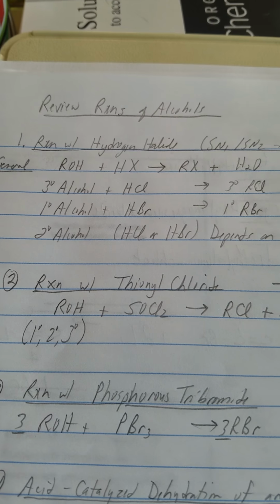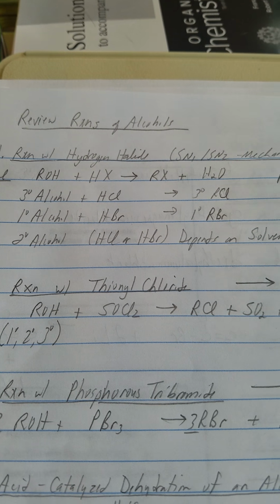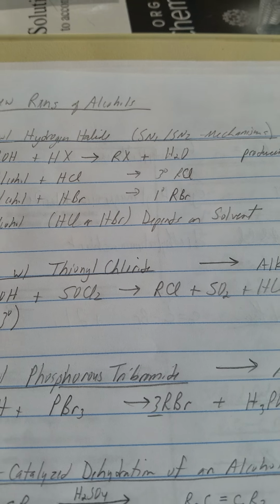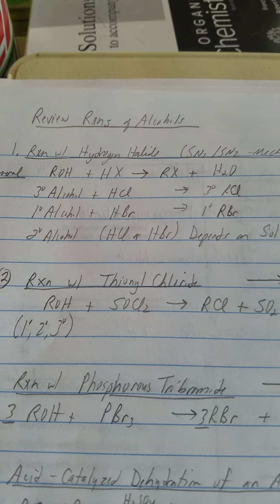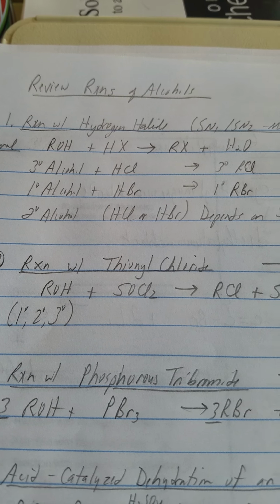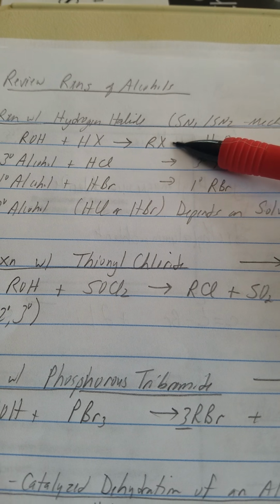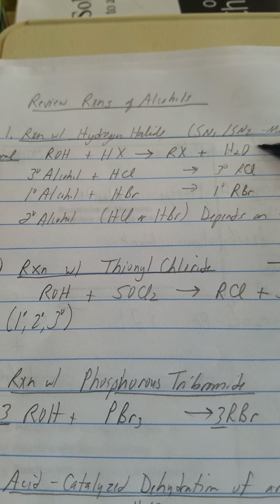But the first one is going to be your reaction with a hydrogen halide. So this was the ones we talked about with SN1, SN2 mechanism in chapter 4. You'll take your alcohol, react it with your hydrogen halide. You'll get an alkyl halide and water.